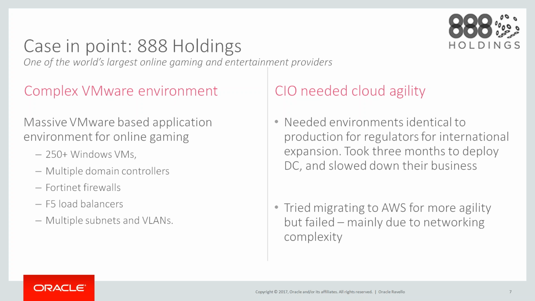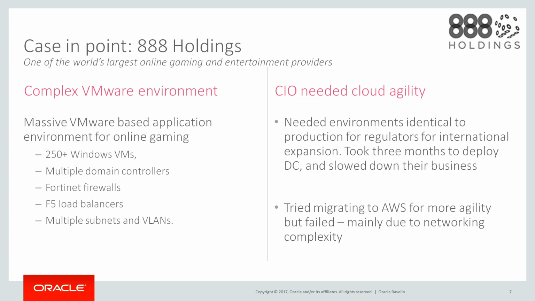VMware environment. So we're looking at 250 plus VMs. It uses a lot of domain controllers. It has a firewall, it has a load balancer, and it has very complex network configurations. So previously, it took them 3 months to deploy another data center for the regulator. Every time they want to expand their business to another state or another country, they would have to replicate or clone their production environment, and it would take them 3 months to do that.